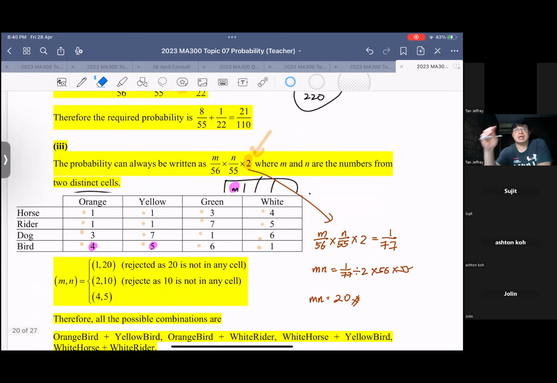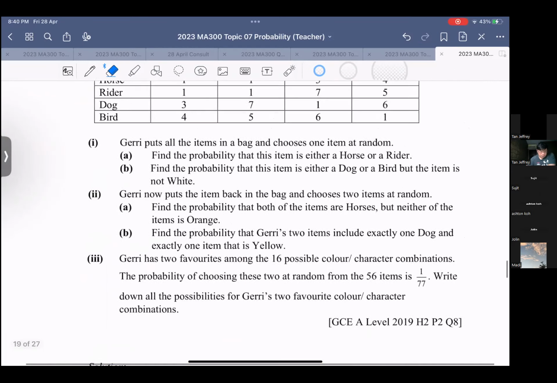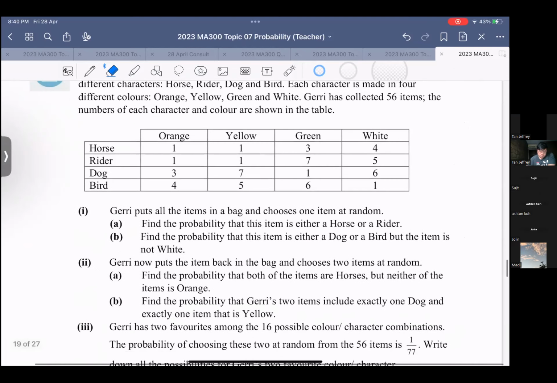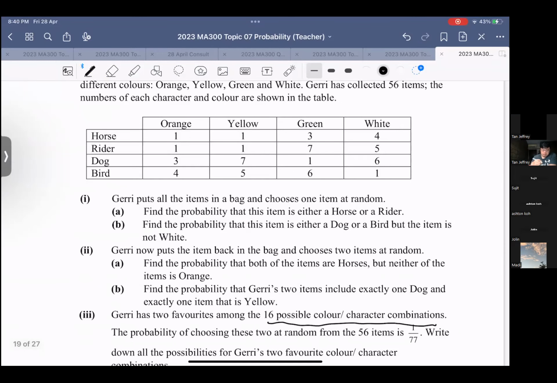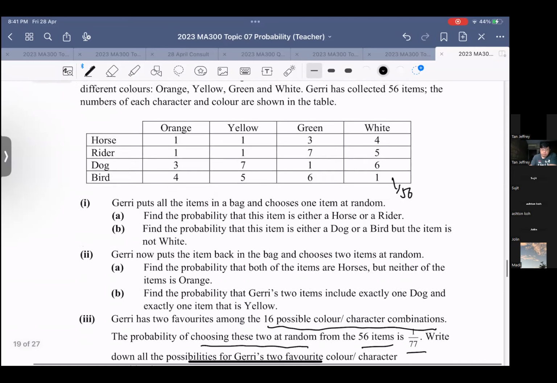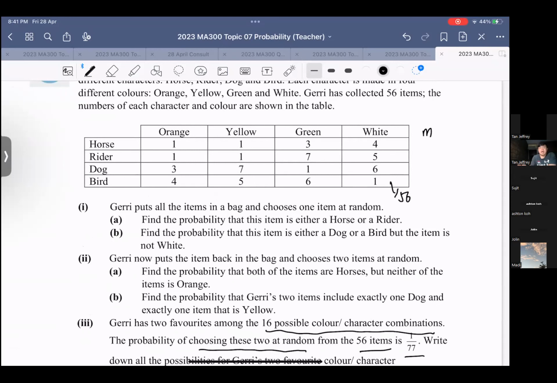Still got one part. The last part is like M over 56 times. What do they mean? Now I will see the items as 16 possible outcomes, 16 possible color character combinations. The probability of choosing these two at random from the 56 is 1 over 77. What do I mean? Total, there are 56 items here. One of them, I'm going to pick the first one. Let's call it M.